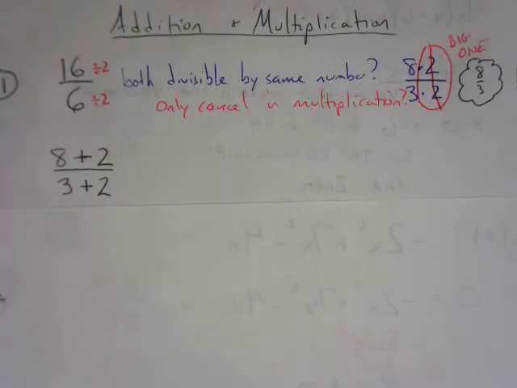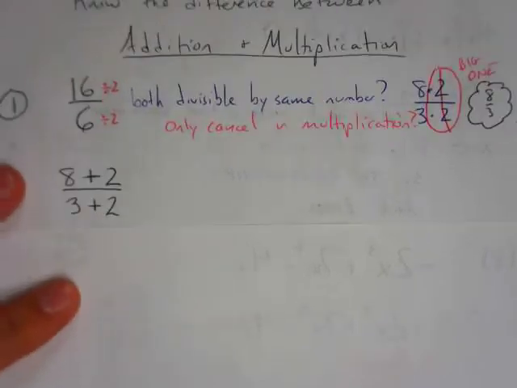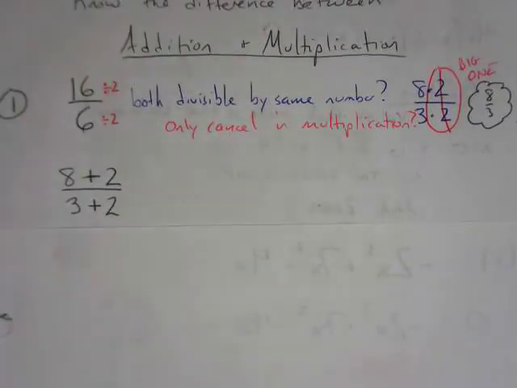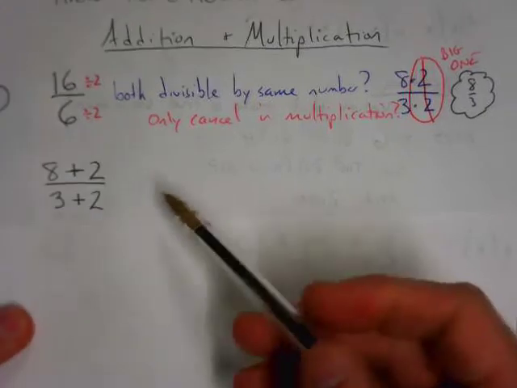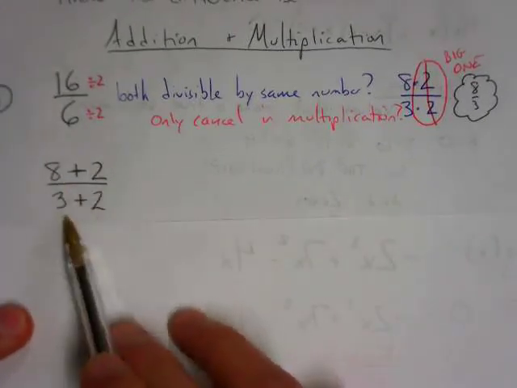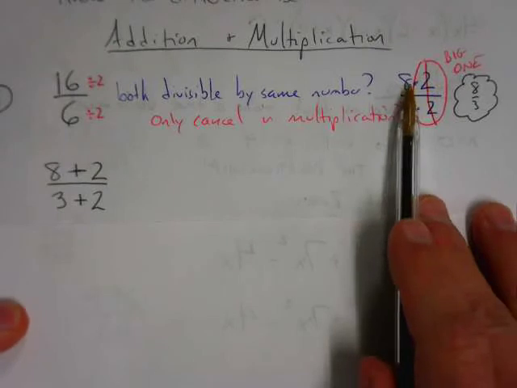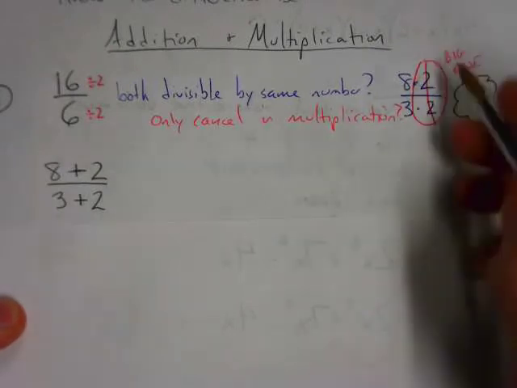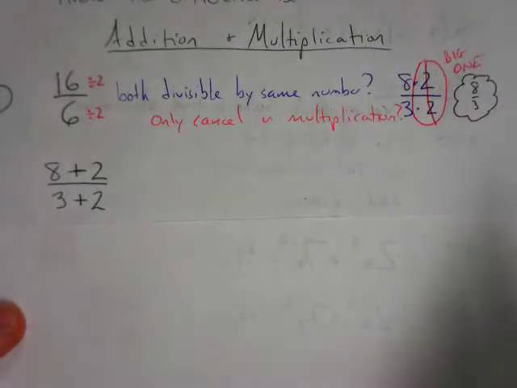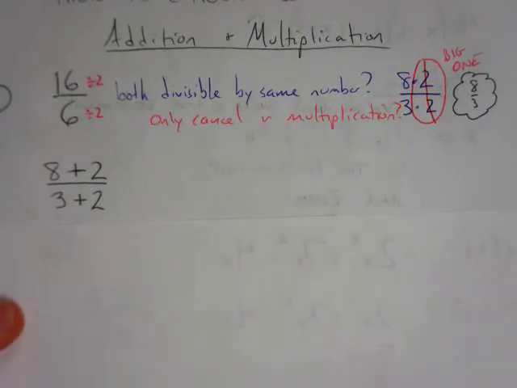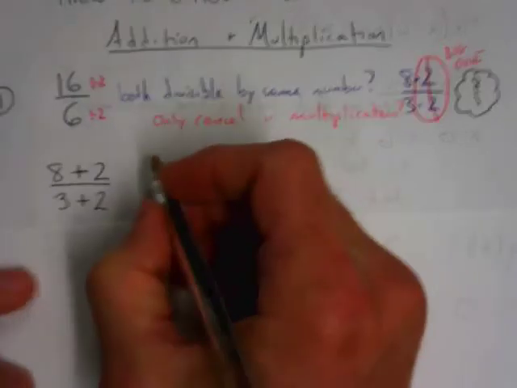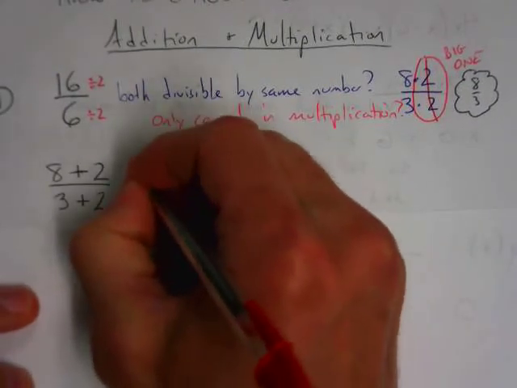If you're so focused on the big one, notice the note, we're seeing the difference between addition and multiplication. If you notice in this example, we have 8 plus 2 over 3 plus 2. Remember over here we had 8 times 2 and 3 times 2. We could cancel the big 1 because we can only cancel in multiplication. Can we cancel the 2s here? Clearly we cannot, okay? So we cannot cancel the 2s here, all right?